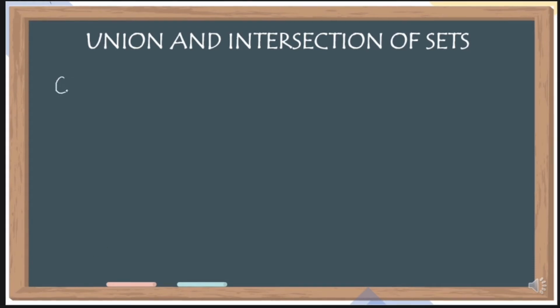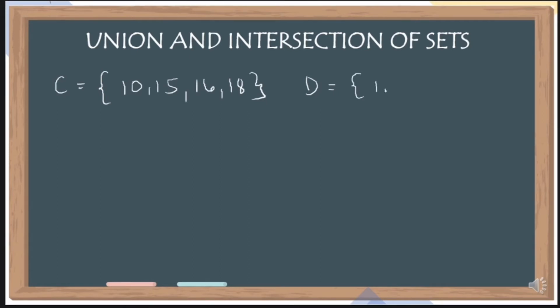Okay? Now, let's have another example. Let's say we have set C. The elements of set C are 10, 15, 16, and 18. And let's say we have another set D. That's 1, 2, and 3. Okay, now, let's say pinapakuha sa atin yung union. Sorry, this should be C. The union of C and D. So, isusulat lang natin lahat ng elements ng C and D.